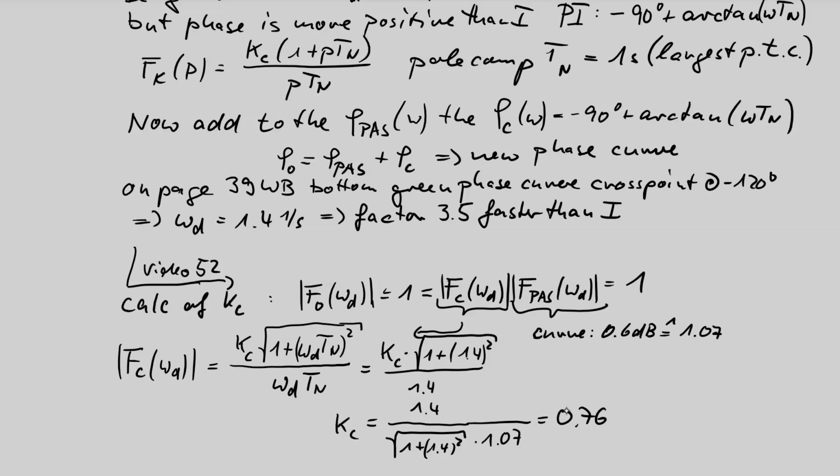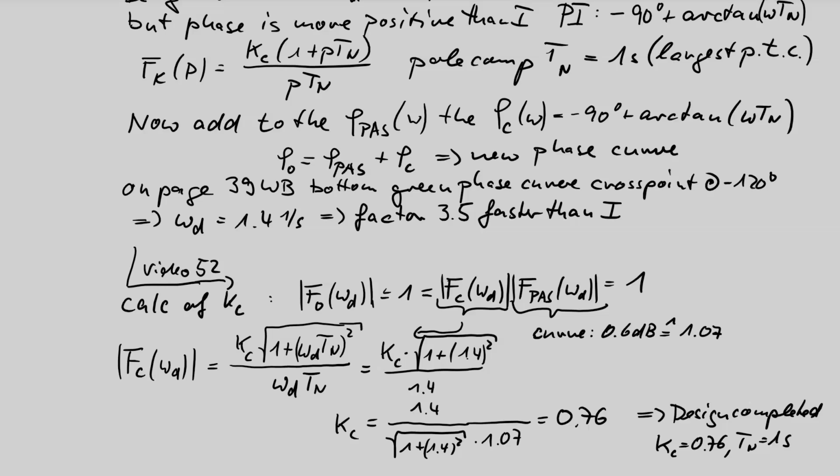So the Kc is now given, the Tn is given, design is ready, design completed. Kc is 0.76, Tn is 1 second. You can build it and we can simulate it in our simulator.